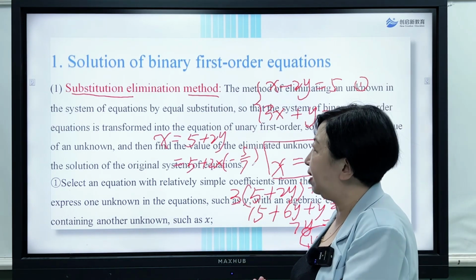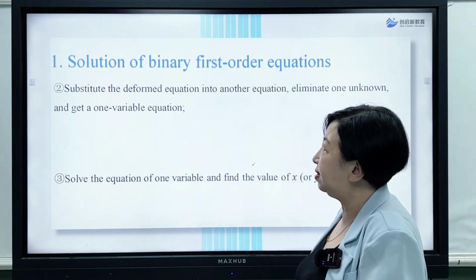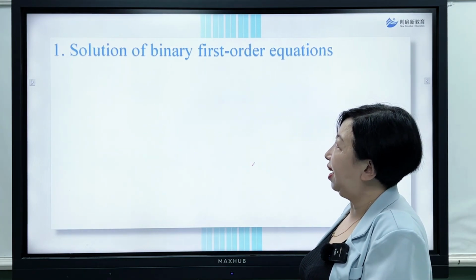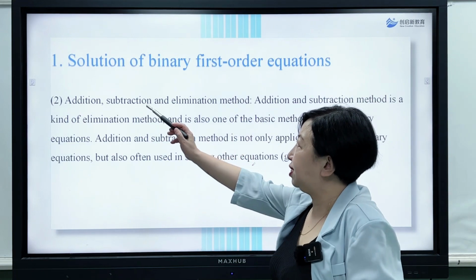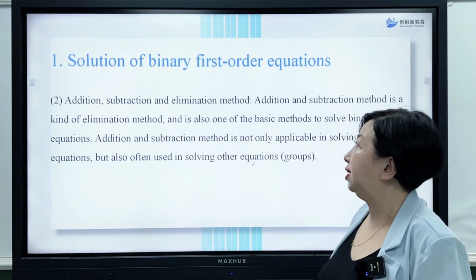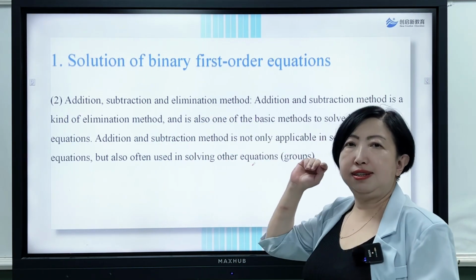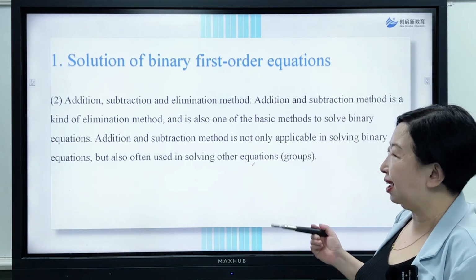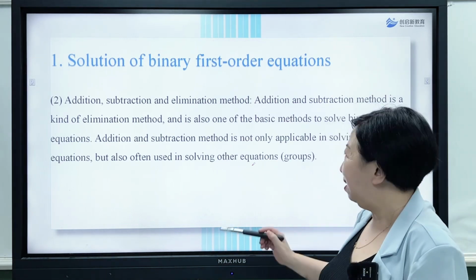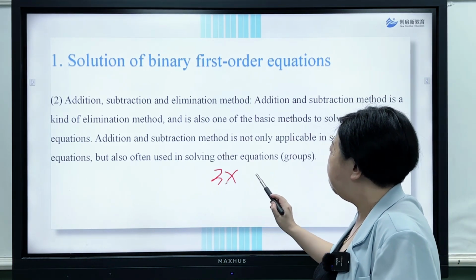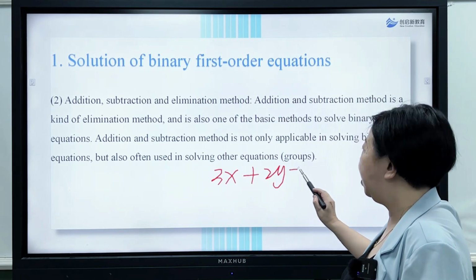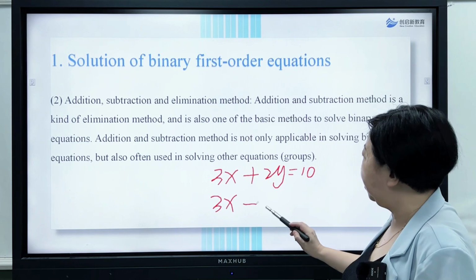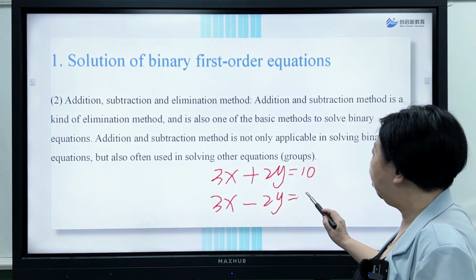And the second method is what? The second method is the addition or subtraction elimination method. Addition or subtraction. For example, let's give an example to understand it. For example, 3x plus 2y equals 10, 3x minus 2y equals 2.